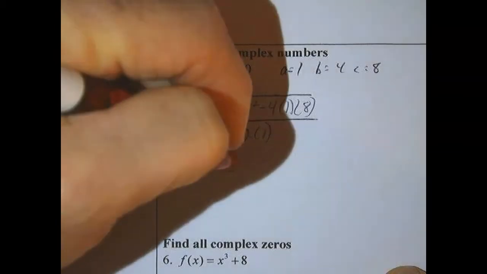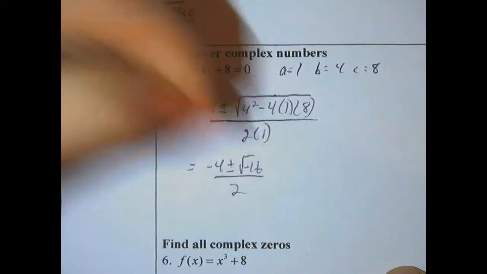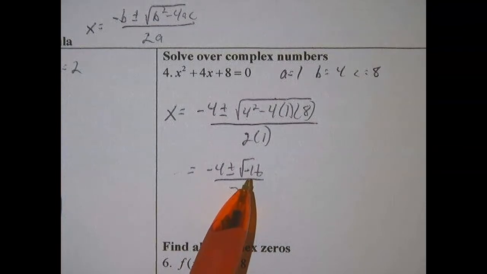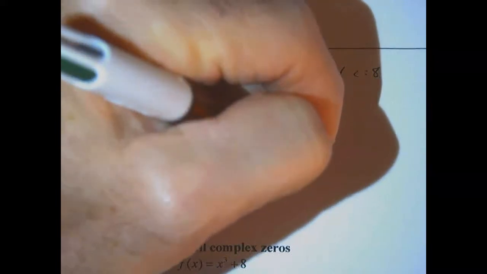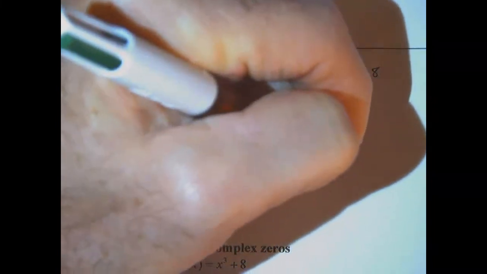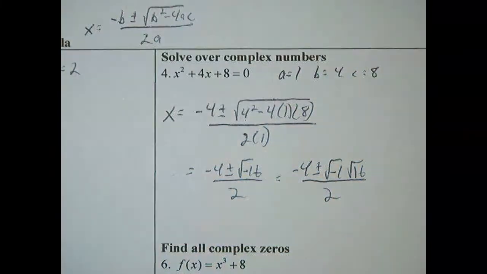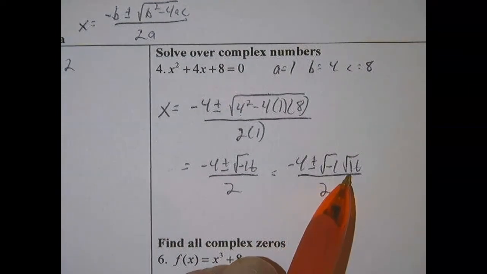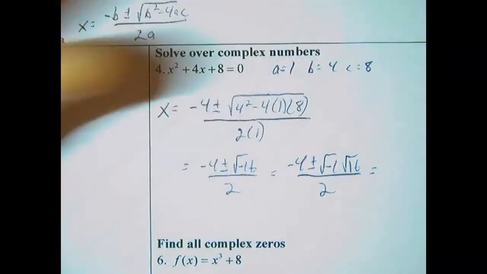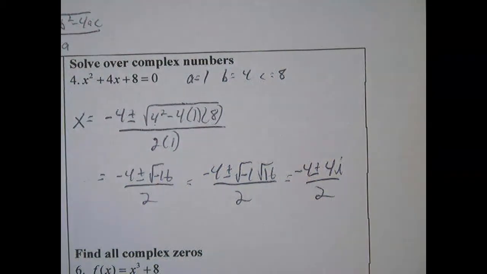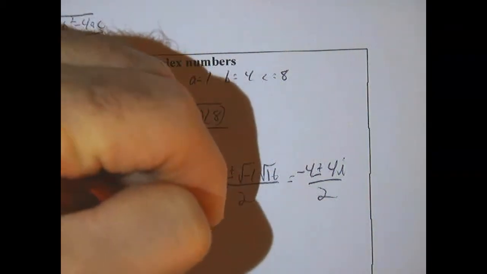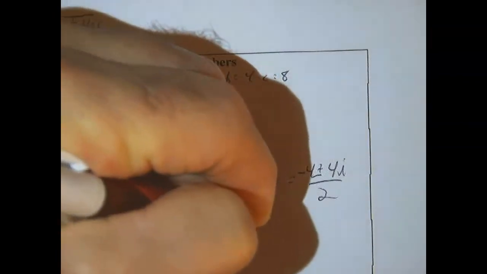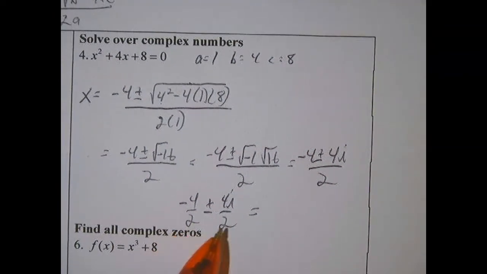So this becomes negative 4 plus or minus the square root of negative 16 over 2. Negative 16, we want to break that up. That's the square root of negative 1 times the square root of 16. So I'm going to rewrite this. Negative 4 plus or minus the square root of negative 1 times the square root of 16 all over 2. That's i. That's 4. So this becomes negative 4 plus or minus 4i over 2, which becomes negative 4 over 2 plus or minus 4i over 2, and that simplifies to negative 2 plus or minus 2i.